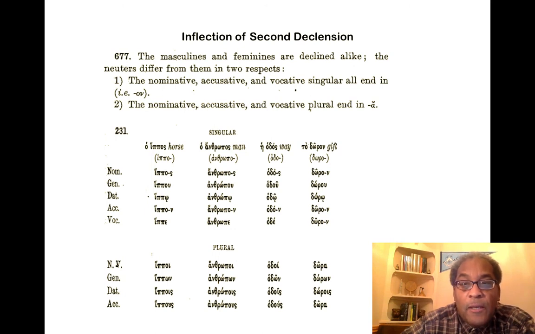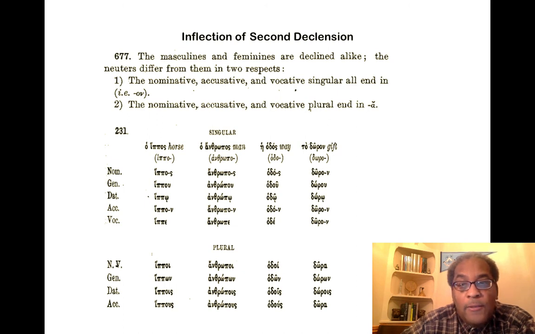And then note he hodos. Hodos is a feminine second declension. So hodos, hodou, hodoi, hodon, hodon, o hodé, hodoi, hodon, hodois, hodous. And then finally, the neuter second declensions, to doron, gift: doron, dorou, doroi, doron, doron. And then the plural, dora, doron, dorois, dora.